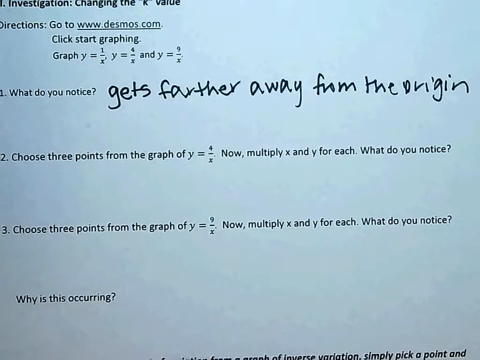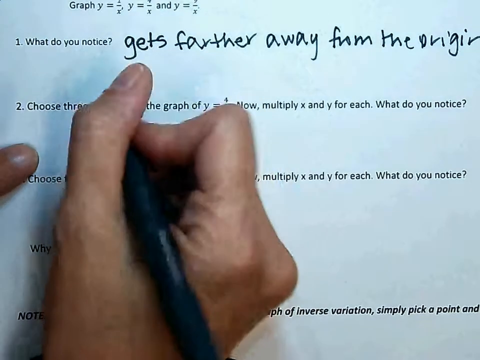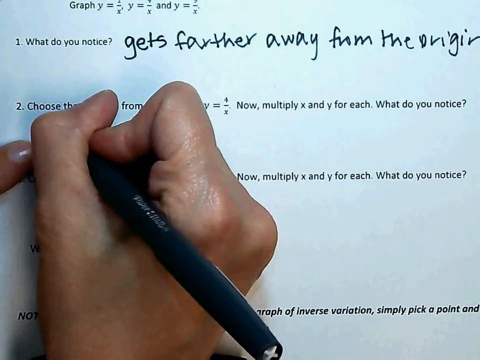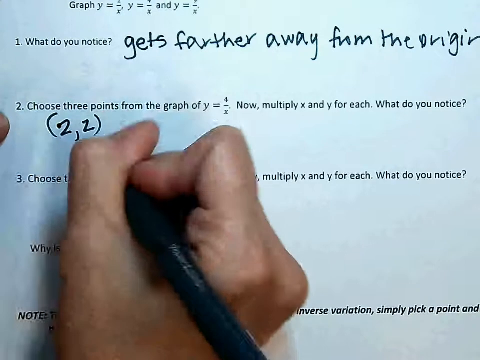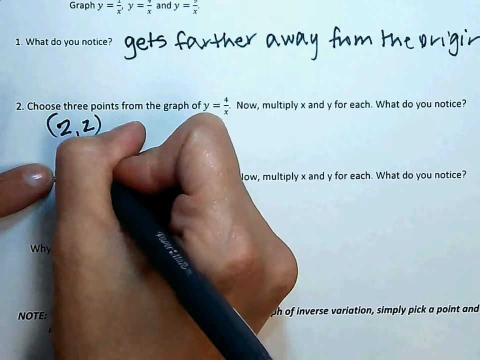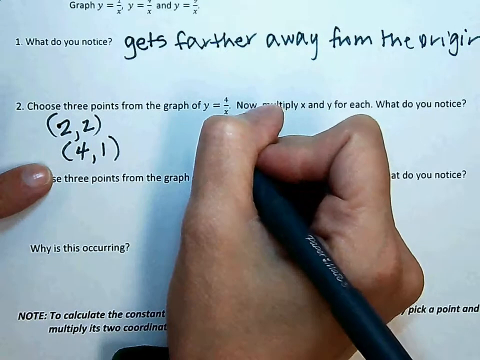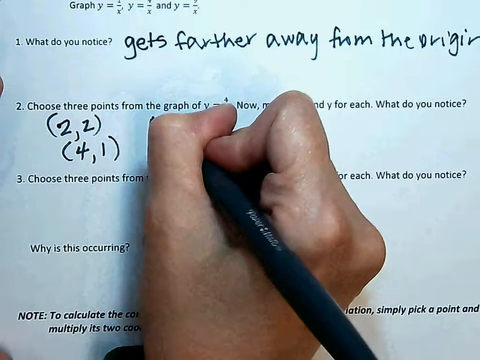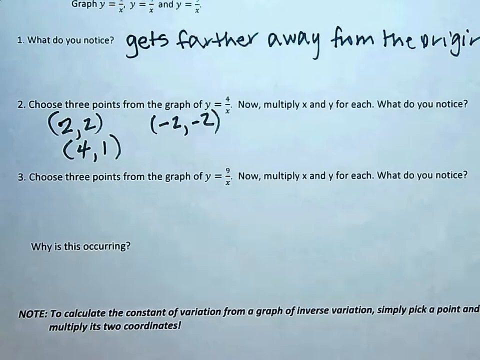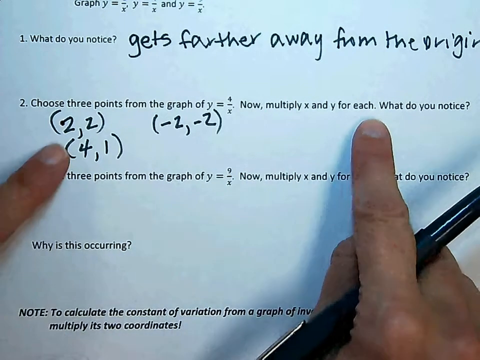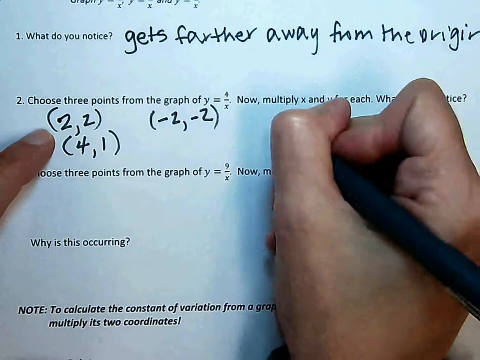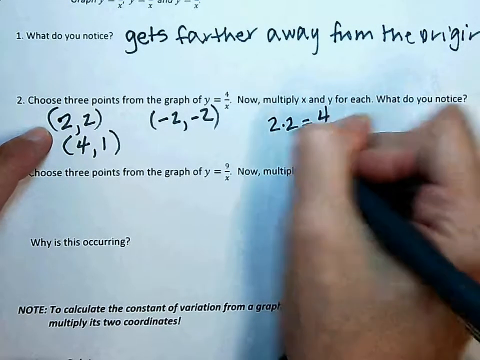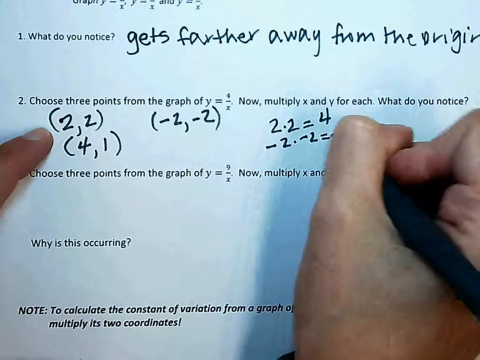Okay, and then it says, choose 3 points here for number 2. Somebody give me a point that they chose. What was it? 2, 2. What's another point? 4, 1. And then what did you say, Anthony? Good, -2, -2. So these were just 3 points. You could have picked any 3. It didn't matter. And then what does it say? Multiply them together. What happens? Wow. Oh my goodness.